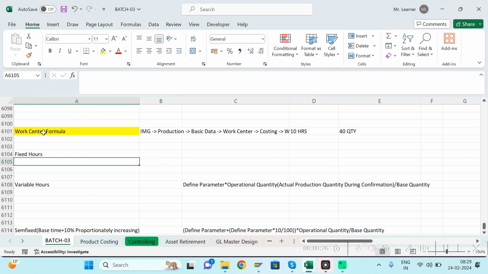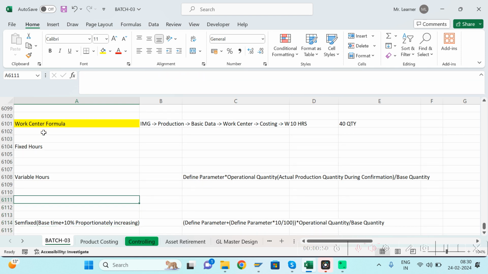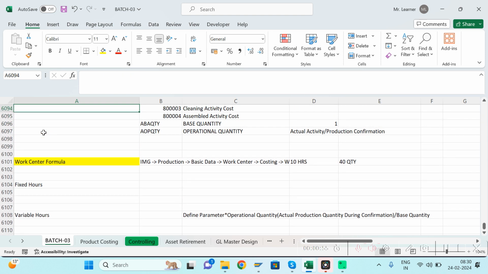If any activity is of fixed nature, then no matter how many quantity you produce, it remains fixed. Variable means for each and every unit you produce, as the number of units increases or decreases, your labor hours also increase and decrease. Semi-fixed means for a certain quantity it remains the same, after that it increases or decreases. I hope you know this concept, that's the reason I'm not covering much. You know that I always try to cover advanced things, not basic things.